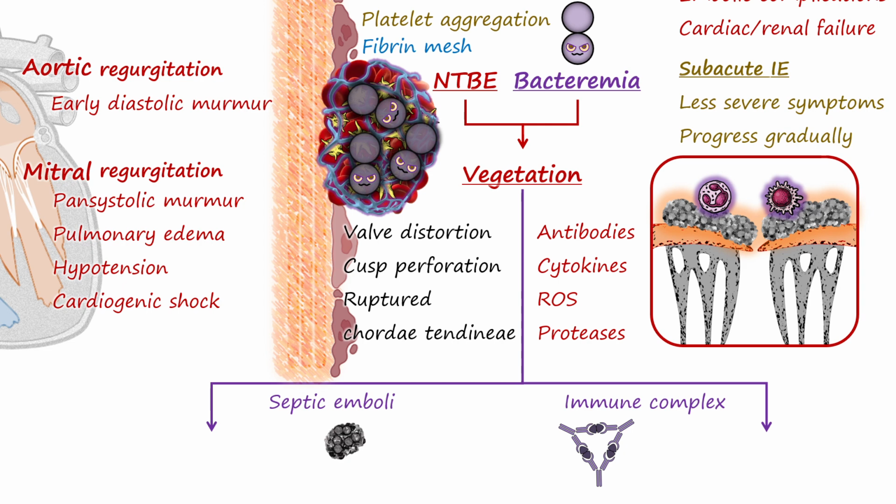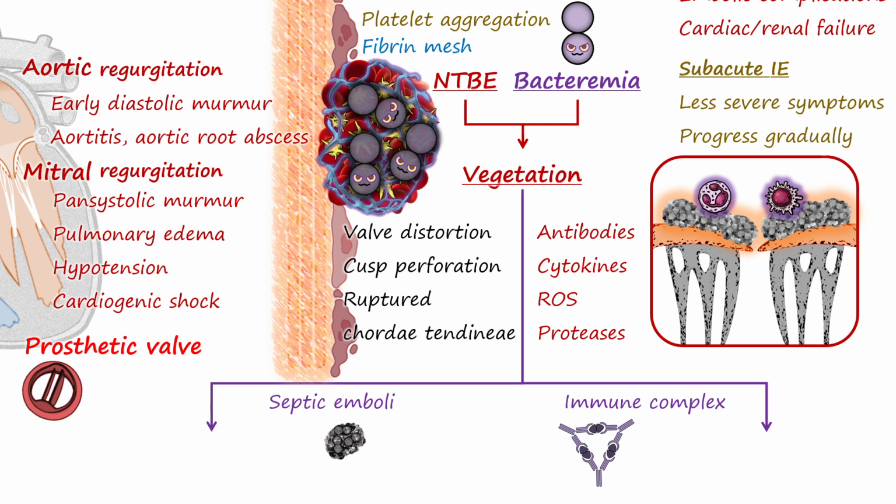Highly virulent pathogens may lead to abscess formation around the valve or in the surrounding tissues, causing complications such as aortitis or aortic root abscess. For patients with prosthetic heart valves, damage to the surrounding tissues can cause the valve to separate from the endocardium, known as prosthetic valve dehiscence, resulting in leakage around the valve.